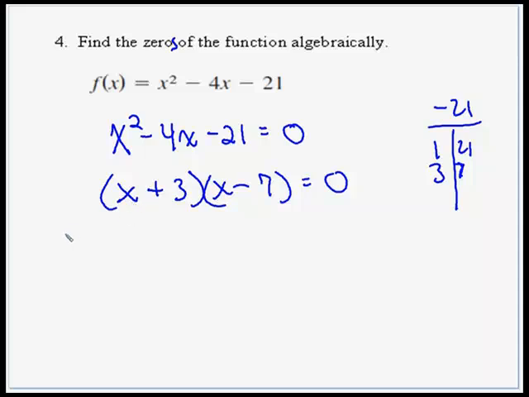And then to find the zeros, what do we do with each factor? We set each factor equal to 0. So x plus 3 equals 0 means x is negative 3, and x minus 7 equals 0 means x is 7.